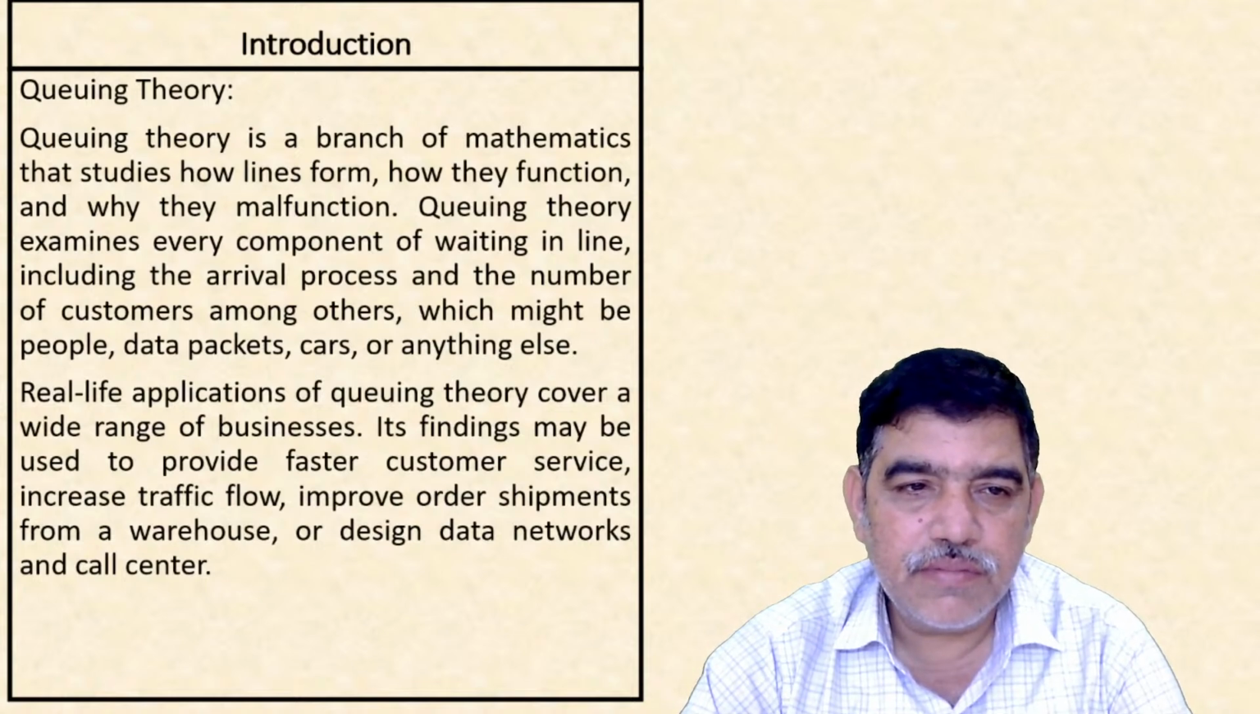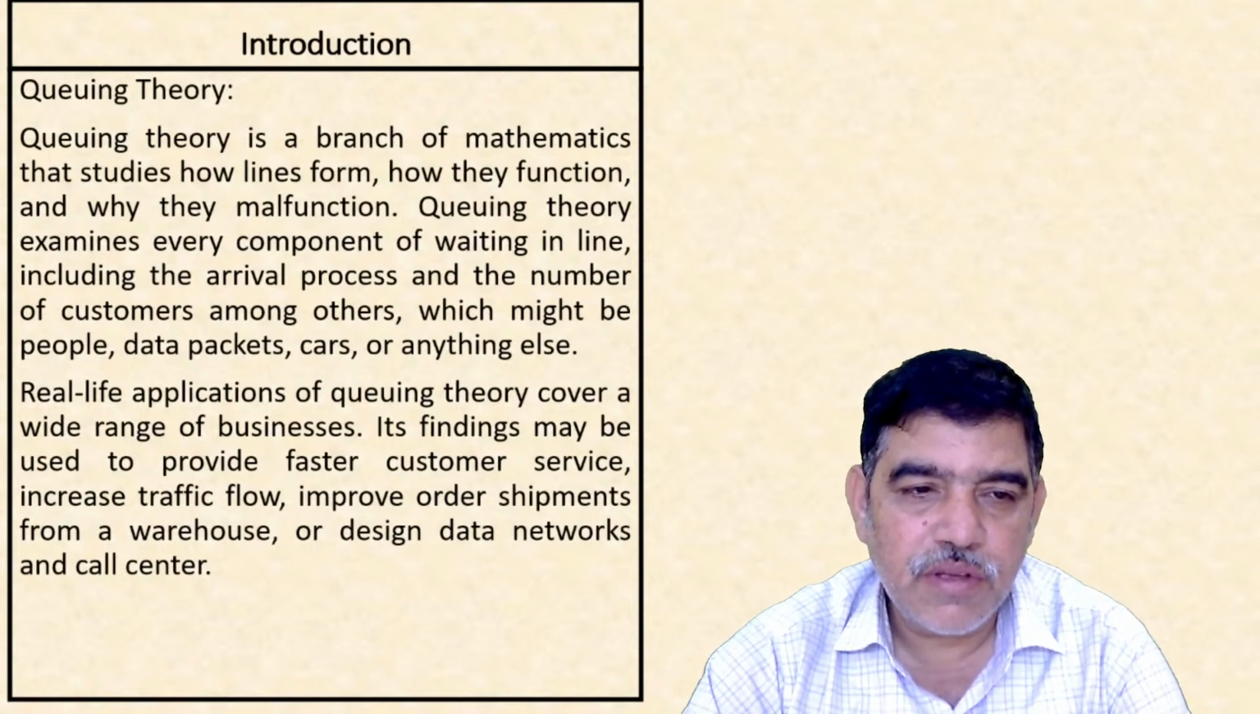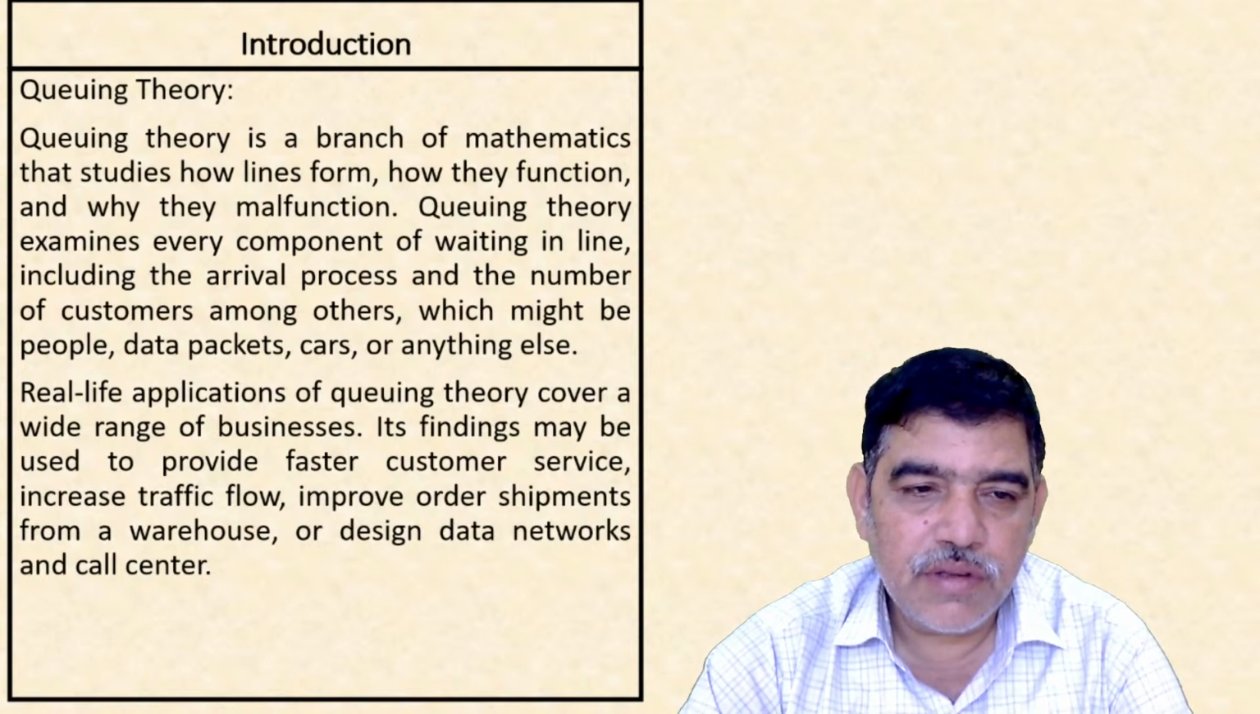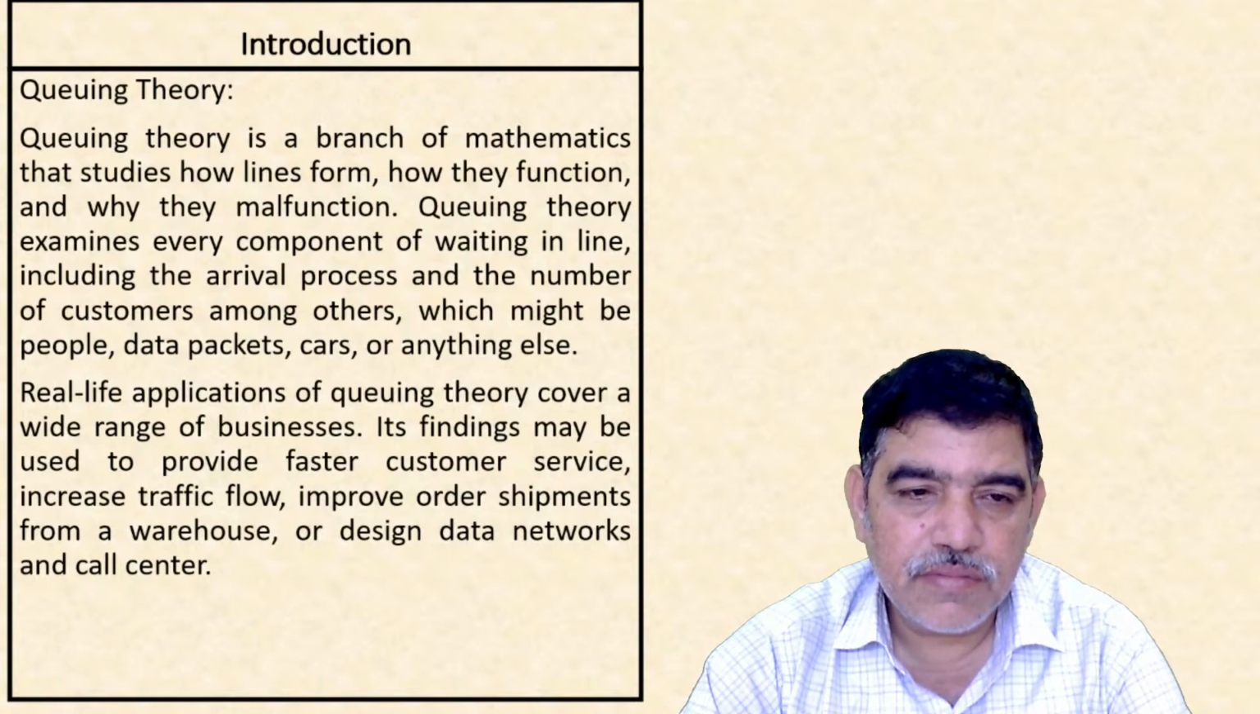Queuing theory examines every component of waiting in line, including the arrival process and the number of customers, among others, which might be people, data packets, cars, or anything else. It means a customer standing in a queue for their turn to get service from the service point, or sometimes vehicles standing near the garage for their turn to get service from the mechanics.